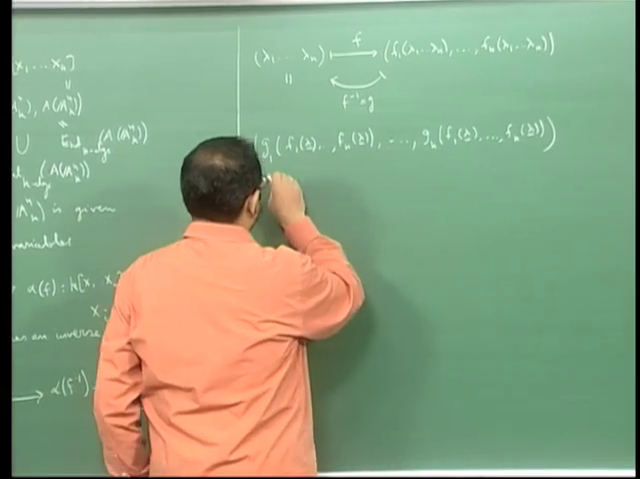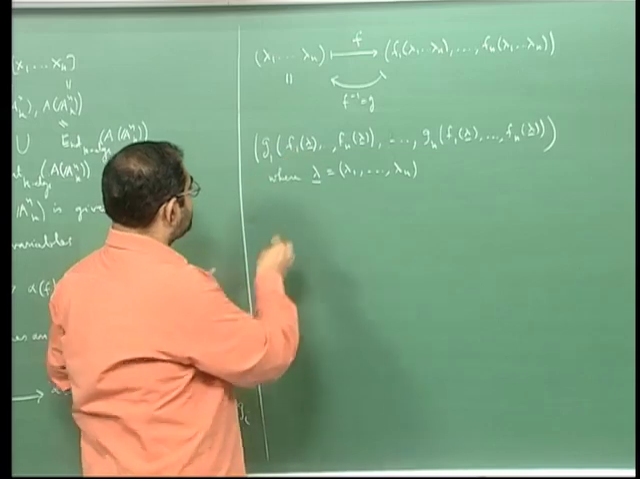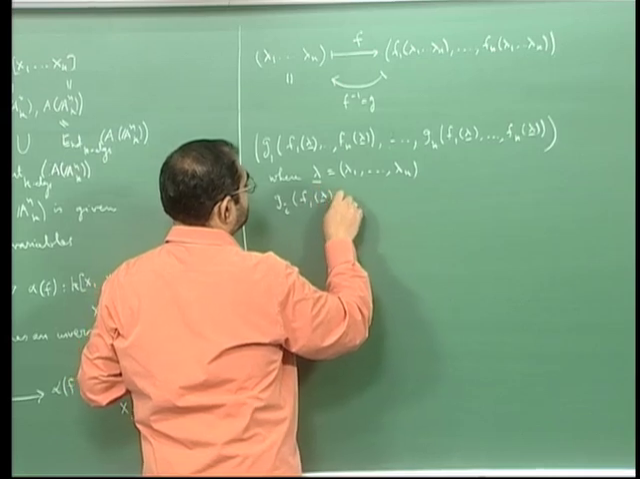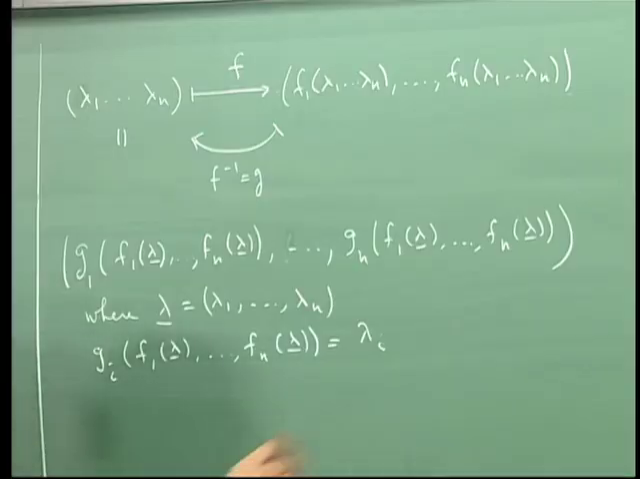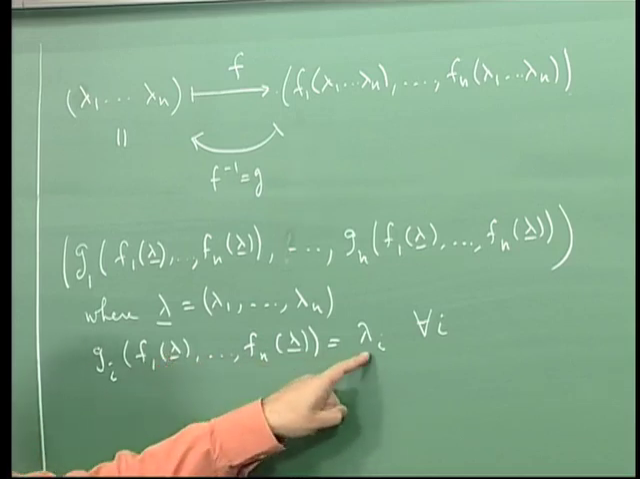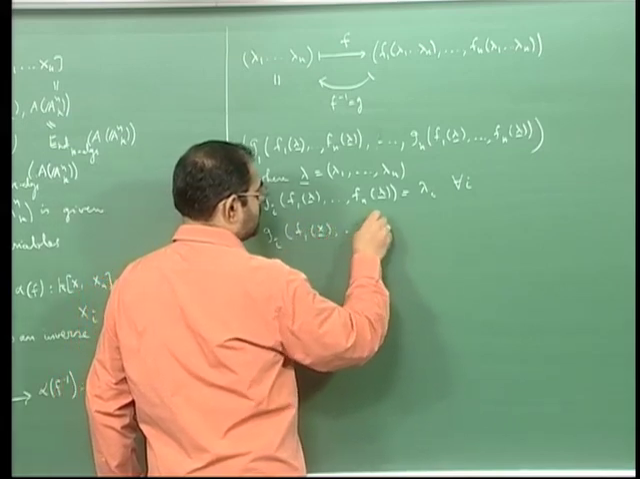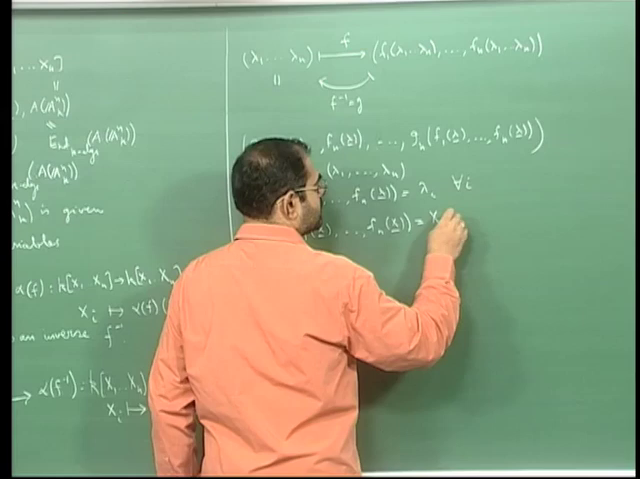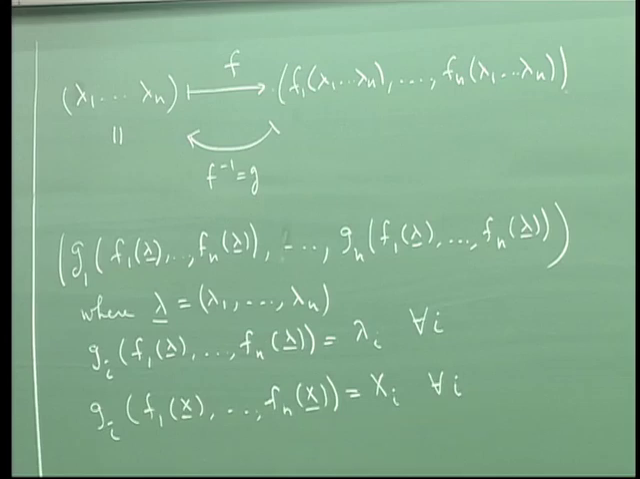So where lambda underline is just lambda 1 through lambda n. What you get is g_i of f_1(lambda) through f_n(lambda) is simply lambda_i for every i. This is what happens if you have an automorphism. Now, this holds for all lambdas, so you can write this in variable form as g_i of f_1(x) through f_n(x) is equal to x_i for every i. You can write this in variable form, which makes sense.